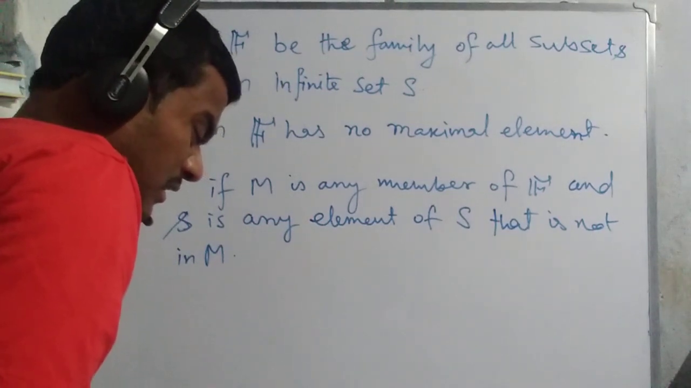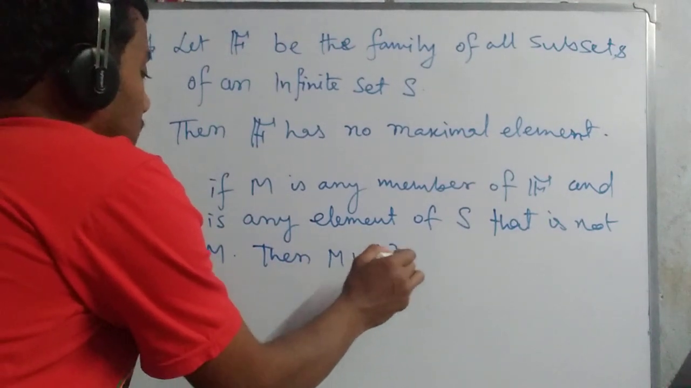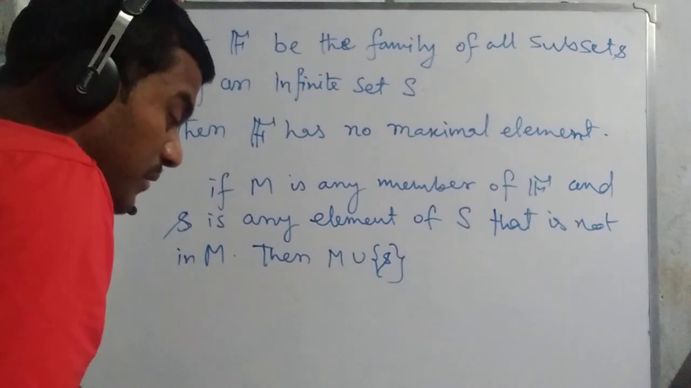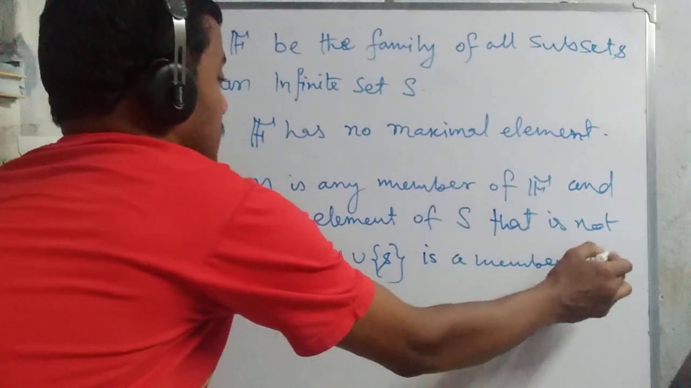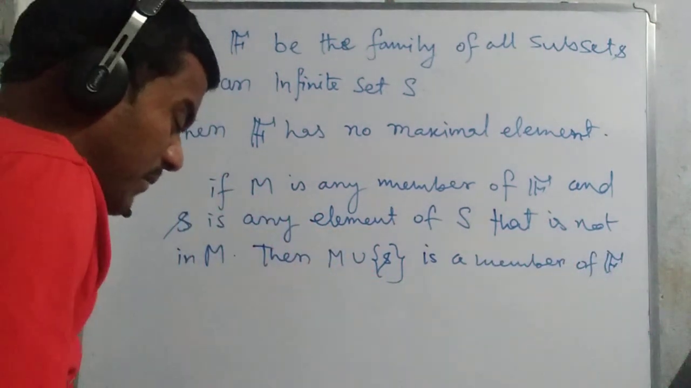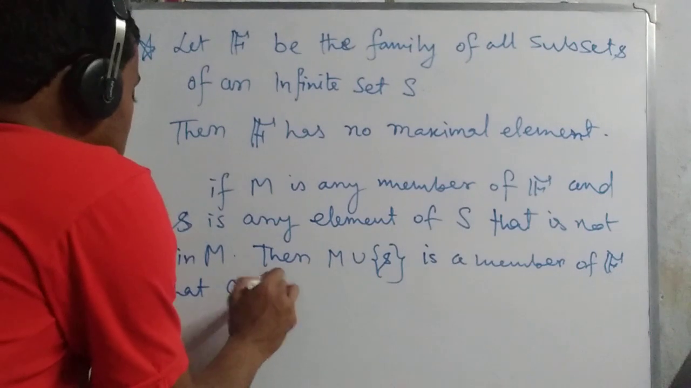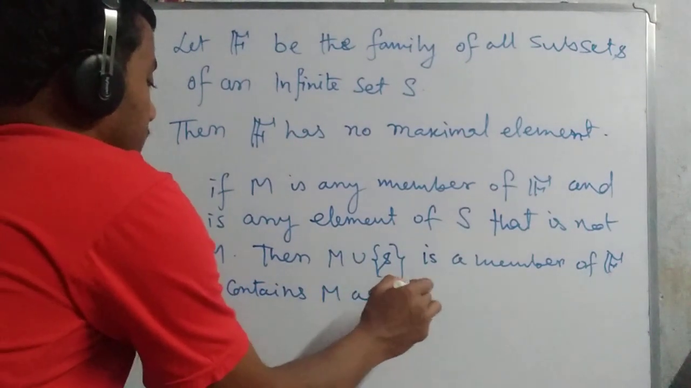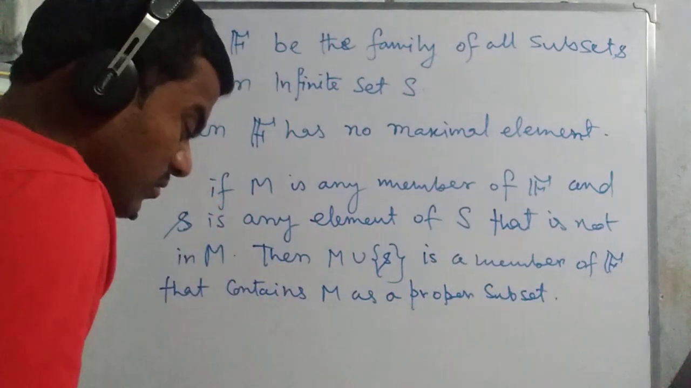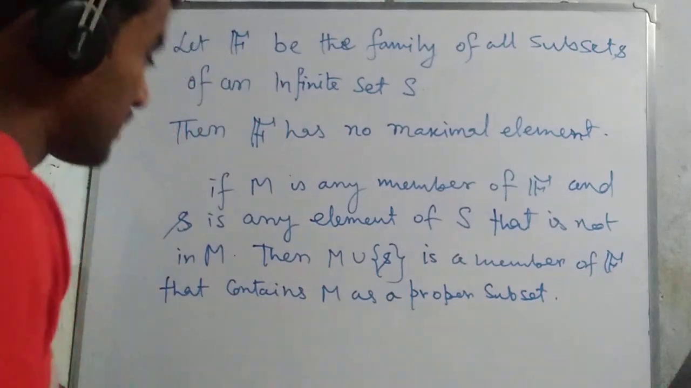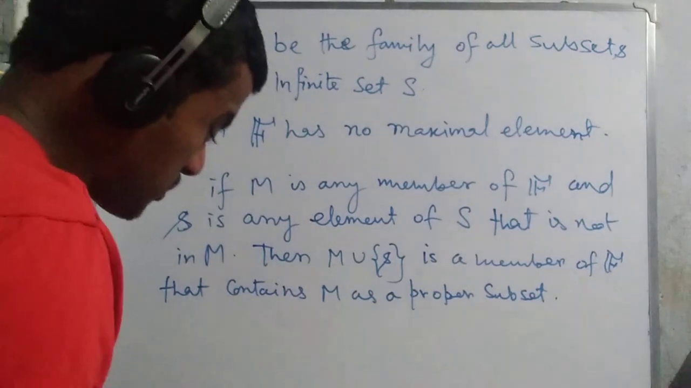Then obviously M union the singleton {s} is a member of this script F. That means it contains M as a proper subset. So that means for this case, this F has no maximal element, understood.